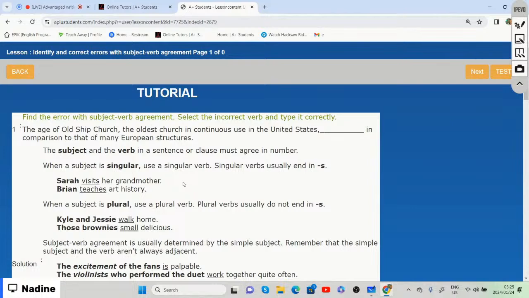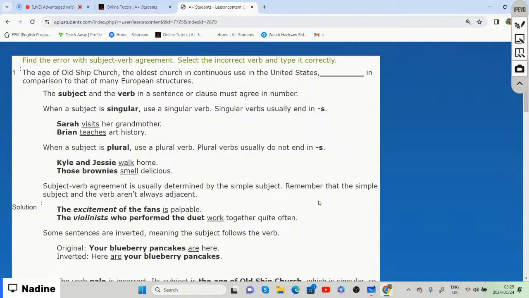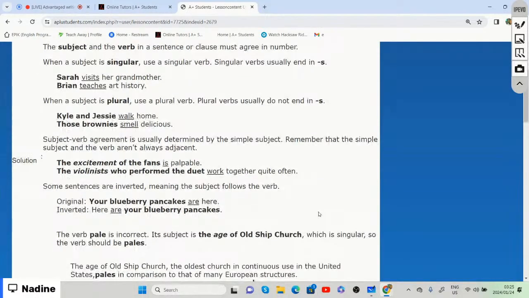And when a subject is plural, then we also need to use a plural verb. And plural verbs do not end in S. For example, Kylie and Jesse, they walk home. We don't say Kylie and Jesse walks home. So we just say Kylie and Jesse walk home.